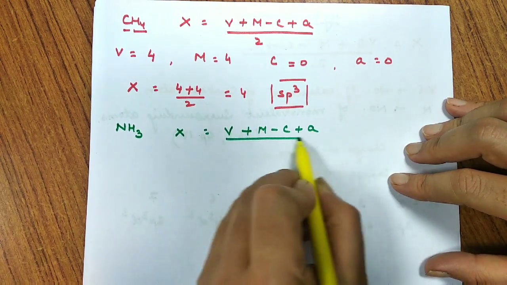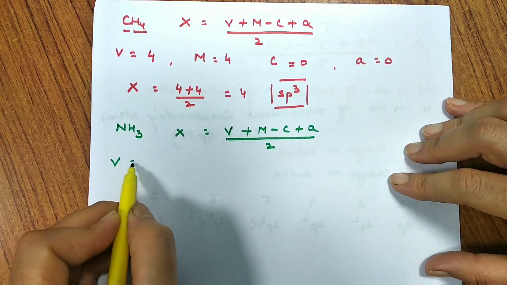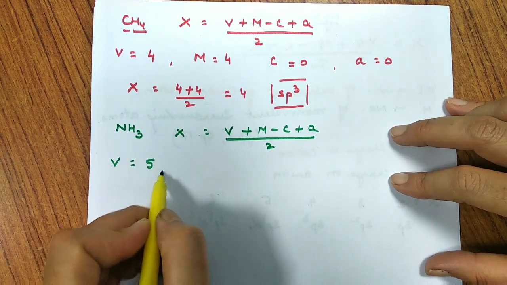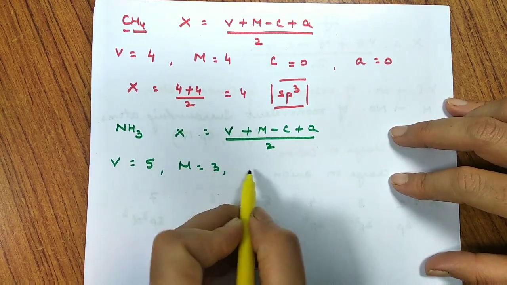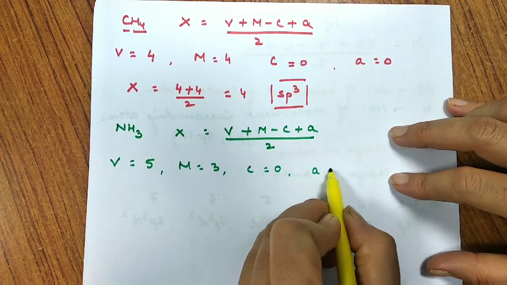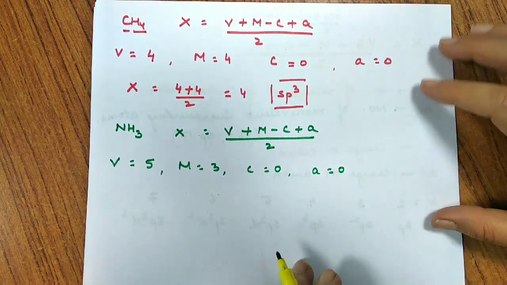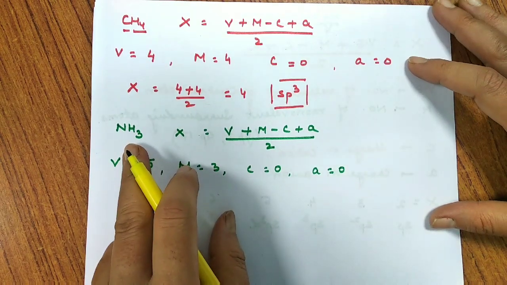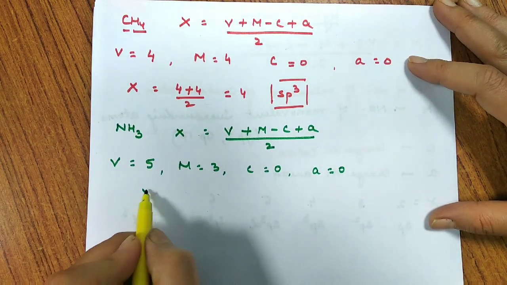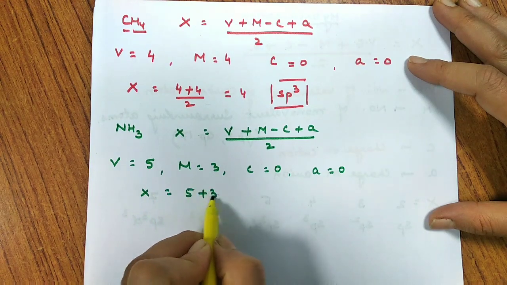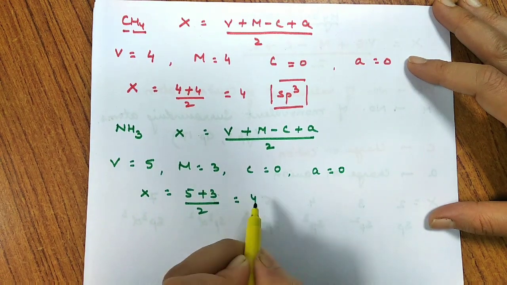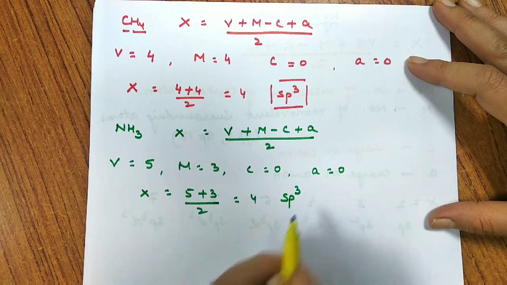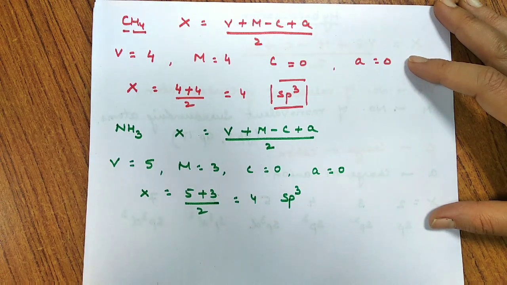What is the value of V? For nitrogen, V comes out to be 5. M is 3, C is 0 and A is 0 as there is no charge. Why M is 3? 3 hydrogen atoms are there, 3 monovalent surrounding atoms. So just put the value: 5 plus 3 divided by 2 again comes out to be 4. So the hybrid state of ammonia is also sp3.